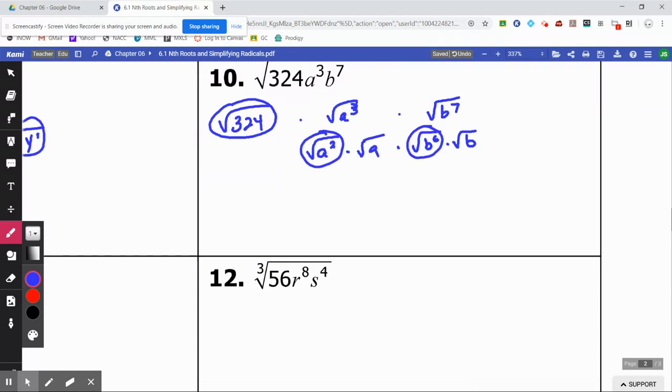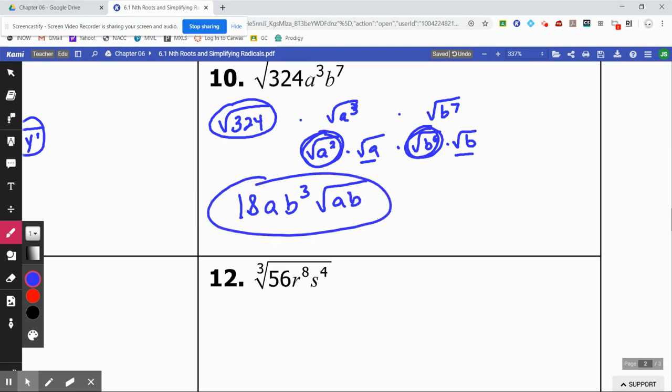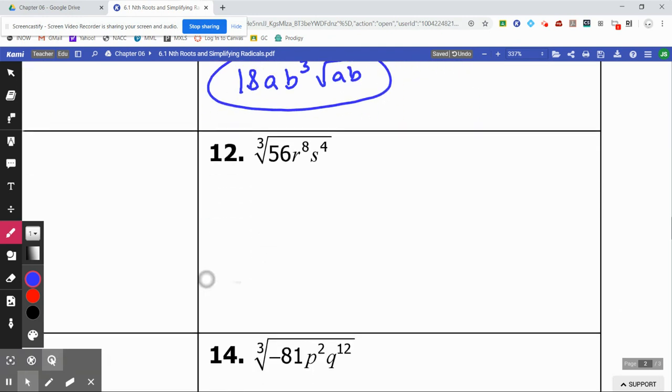Let's clean those up. Square root of 324, 18. The square root of a squared is plain a. The square root of b to the sixth would be b to the third. The stuff that's remaining under the square root is here and here, which is another a and another b, and you are done.